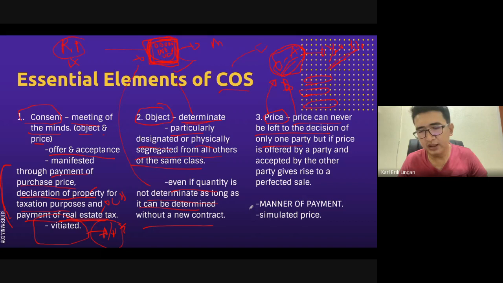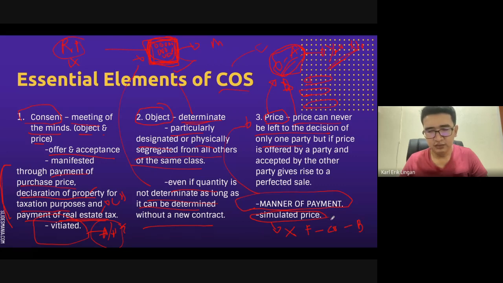Malilin. Ang sabi natin kanina, kasama sa price is yung manner of payment. Okay? Lagi yan. And then, sa simulated price naman, simulated or fictitious. Meaning, wala talagang price. Let's say, for example, your father executed a contract of sale. Ikaw yung buyer, siya yung seller. Dun sa contract of sale, merong nakalagay dun na price, let's say 1 million. But in reality, walang price talaga. Parang binigay niya lang sa iyo yung property. That is a case of a simulated price. Therefore, that contract of sale can be annulled or nullified. Okay?